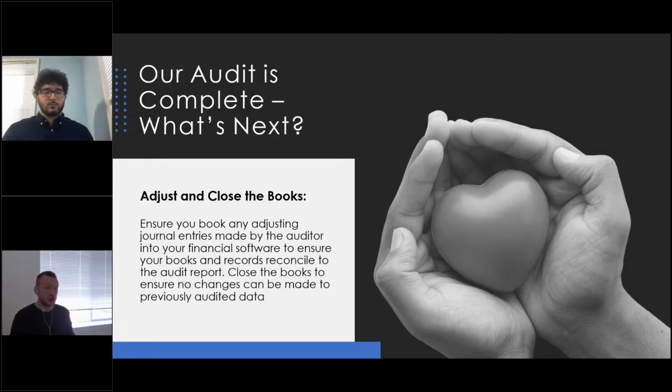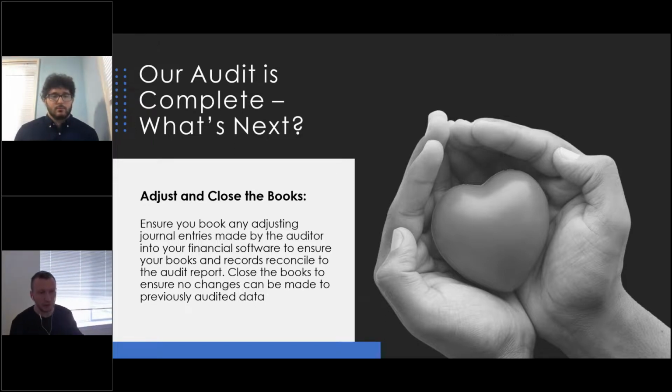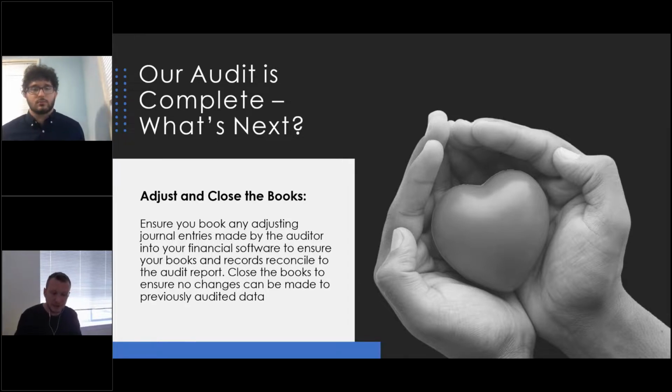Touched on this previously as well. Adjust and close the books. Any adjustments that your audit company makes, we need to make sure that they end up in your accounting software. The auditors will not do that for you. They can't. They are independent. We put these adjustments into our books and then make sure that when we run reports in our accounting software, the numbers match the audit report, okay?